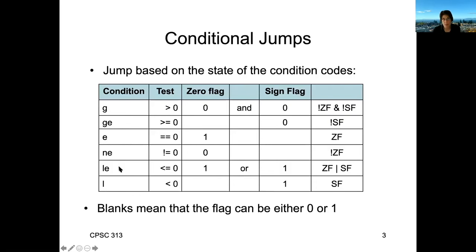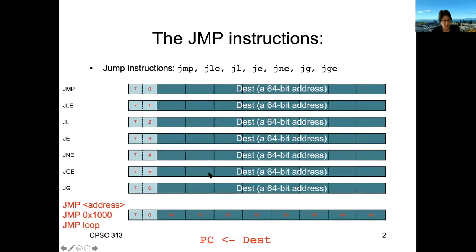Let's take another one, less than or equal to. So that says that the previous instruction either generated a 0 for equal to or set the sign bit. So in this case, either of those bits could be set. So you can go through this table. I'm not going to do that in the video. You should do that on your own and make sure you understand how the condition codes map to the conditional jumps. Let's go back to the previous slide and look at the format of the instruction.